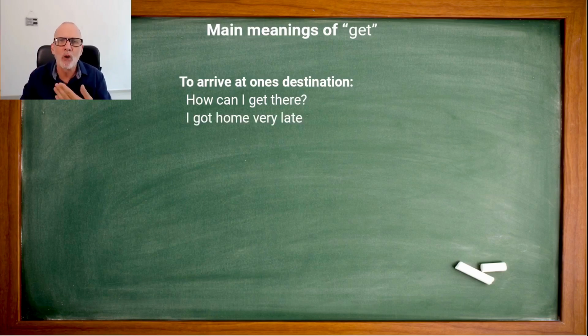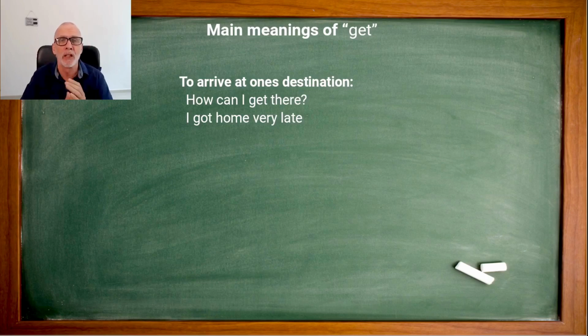I got home very late. I arrived at my house very late. I got to the office late. I arrived at my office early. How do you get to work? There it's more like, how do you travel? I don't have these examples written down, but this is a slightly different meaning actually. I should have put here too that get can be used for travel.